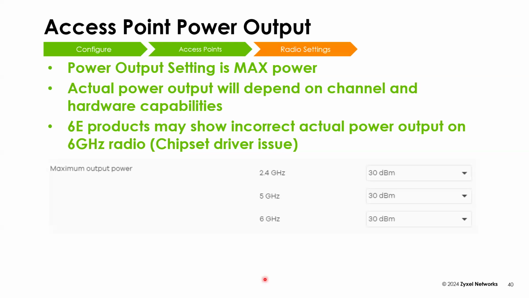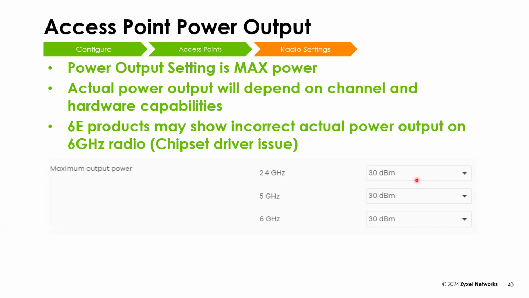The challenge you run into here is that by default, we have up to 30 dBm as the default option here. But a lot of the hardware doesn't support 30 dBm. So the maximum that your device is going to be able to support is not going to be 30 dBm. It's going to be whatever the hardware limit is. So that's one reason why you may see a lower output on the status screen versus what you've set here under maximum output power.